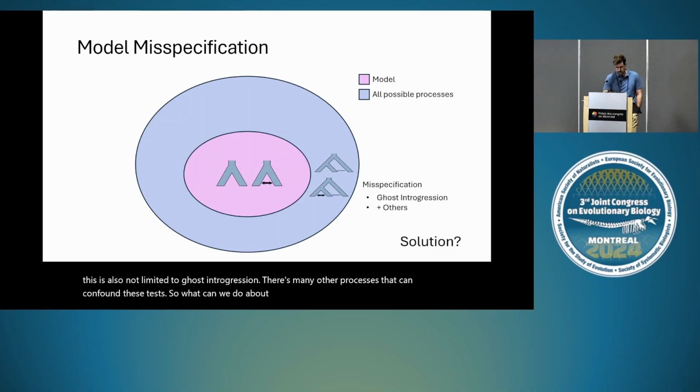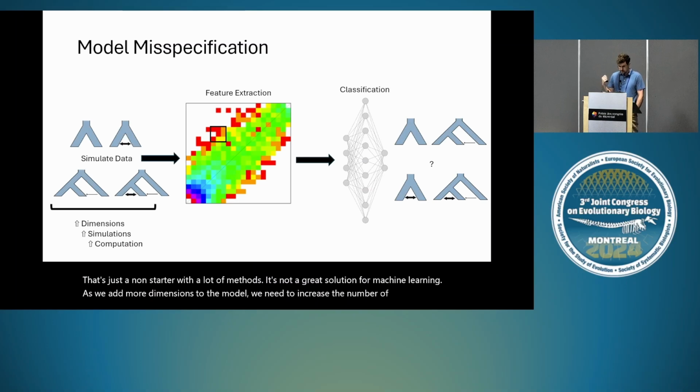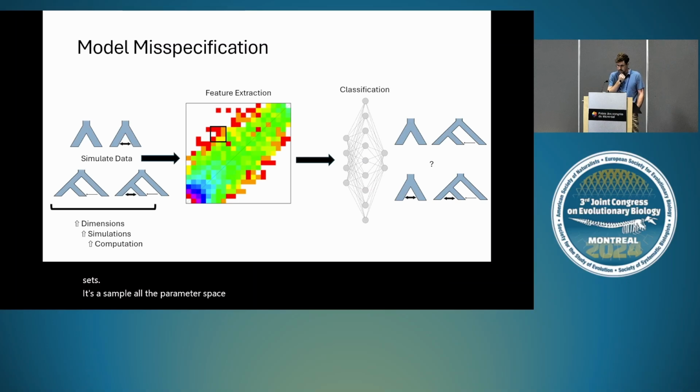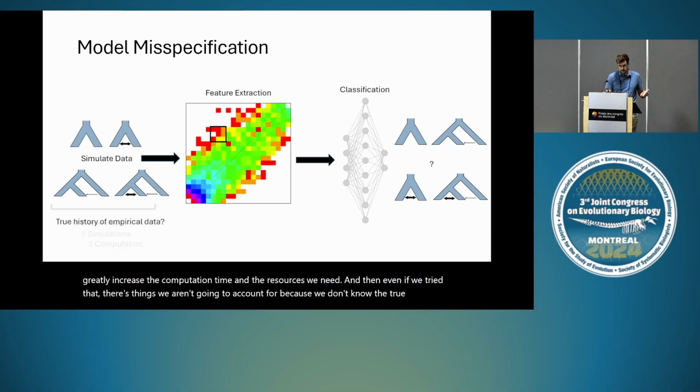Well, it would be great if we could just model all of these other processes, but that's just a non-starter with a lot of methods. It's not a great solution for machine learning. As we add more dimensions to the model, we need to increase the number of simulated data sets to sample all the parameter space. And that could quickly get out of hand, and that'll greatly increase the computation time and the resources we need. And then even if we tried that, there's things we aren't going to account for because we don't know the true history of our empirical data.